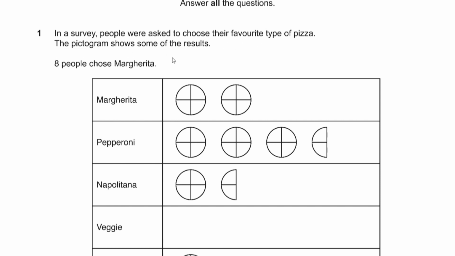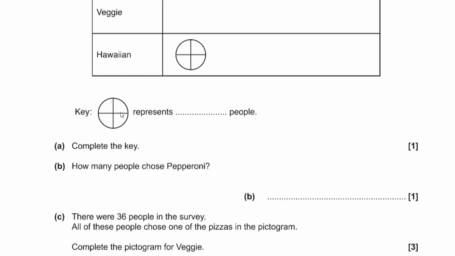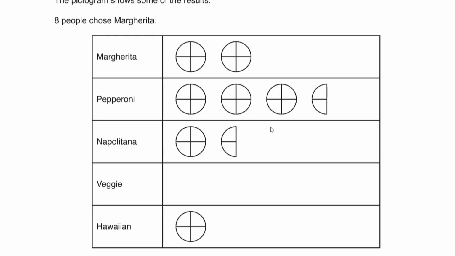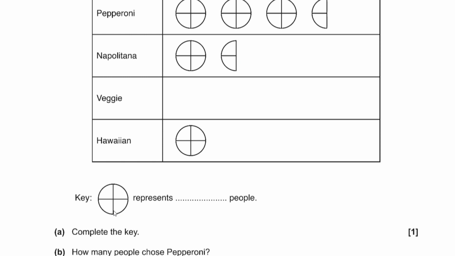The pictogram shows some of the results. 8 people chose margherita. We've got this key which represents a certain number of people, and we have to complete the key. Well, for margherita, we have a total of 8, and therefore we have 2 full circles which equal 8. One of those circles is equal to 4. So we have this full circle which represents 4 people.